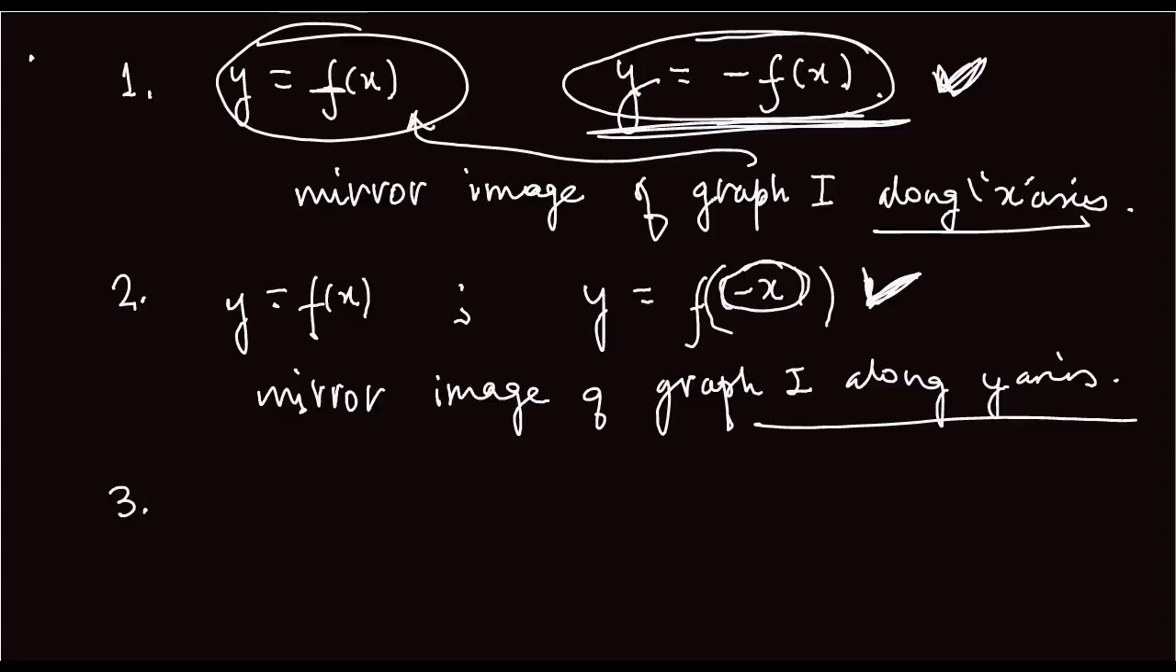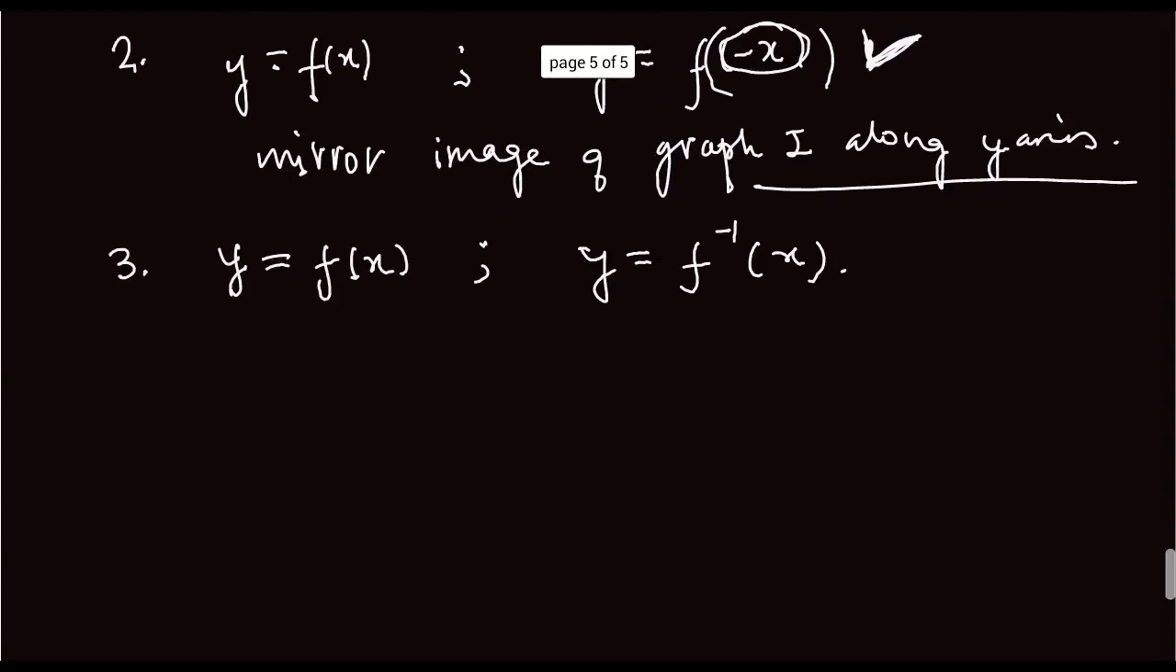Now the third case is the graph of the inverse function. Let's say y equals f(x), and we have to draw the graph of y equals f inverse x. So this will be the mirror image of the graph along the y equals x line. Let me just draw it for you.